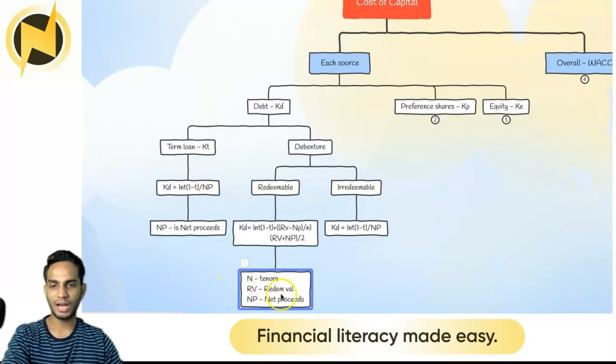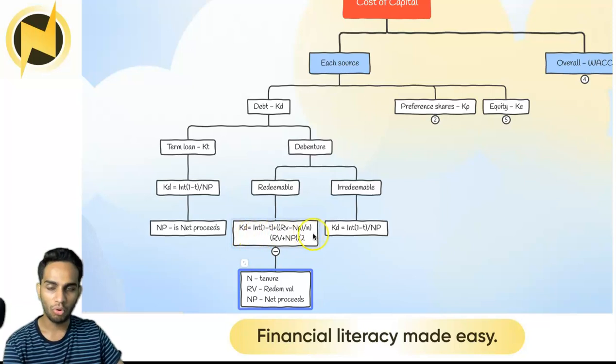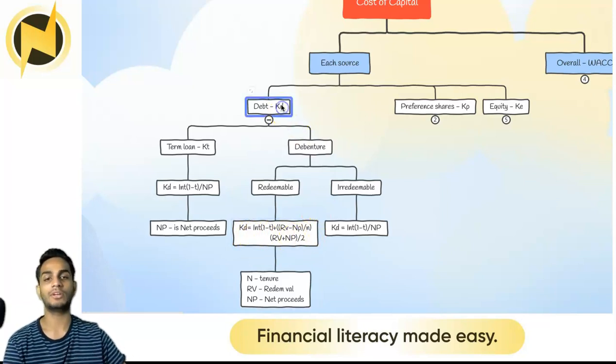So N is tenure, RV is redemption value, NP is net proceeds. So remember, interest into 1 minus T plus RV minus NP divided by N, the whole divided by RV plus NP divided by 2.